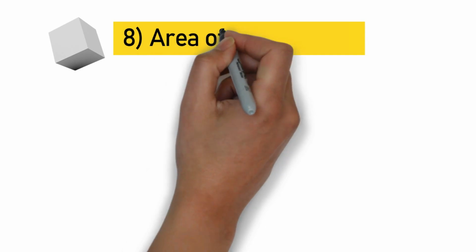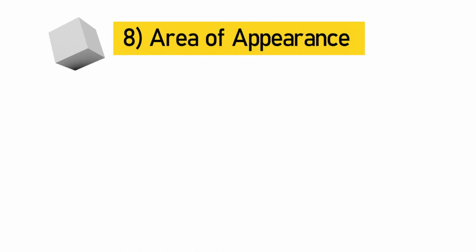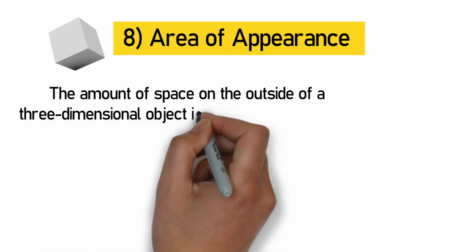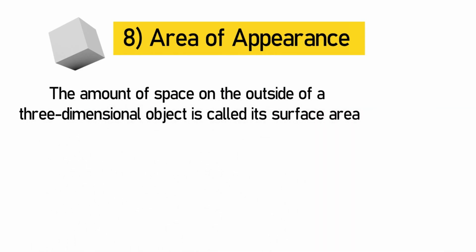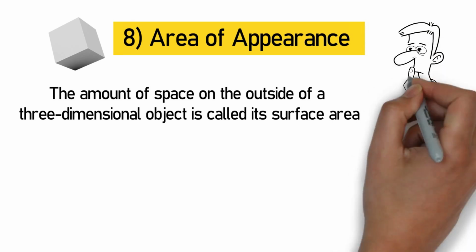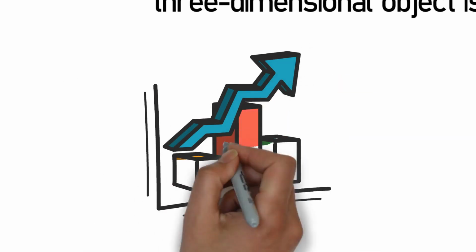Number 8, surface area. The amount of space on the outside of a three-dimensional object is called its surface area. As a result, the larger your surface area, the more contact you have with your surroundings. A large surface area is sometimes desirable.